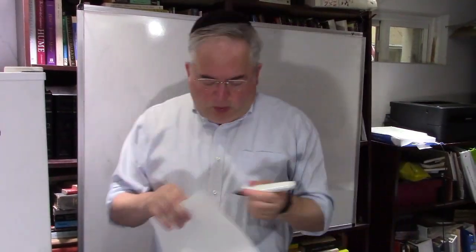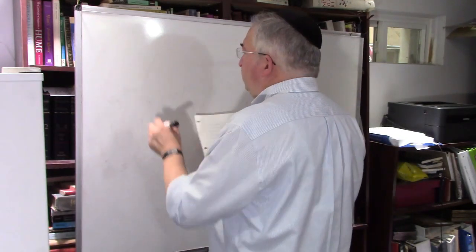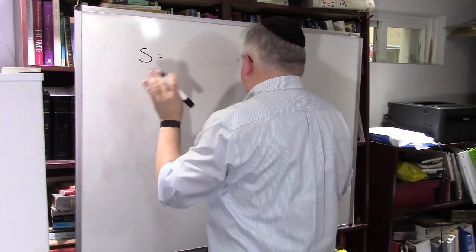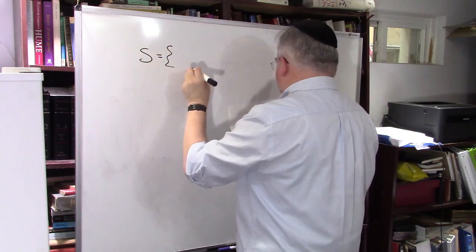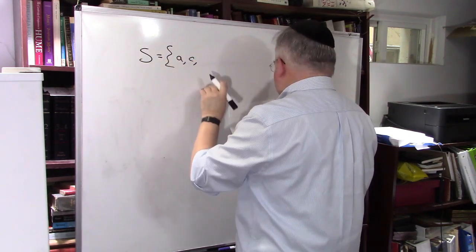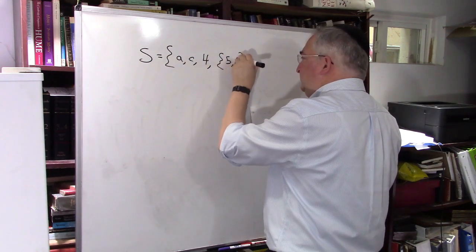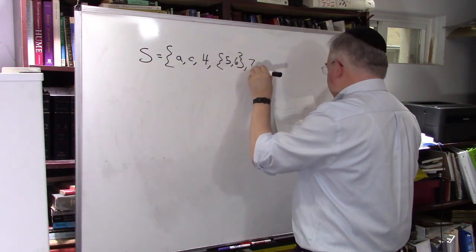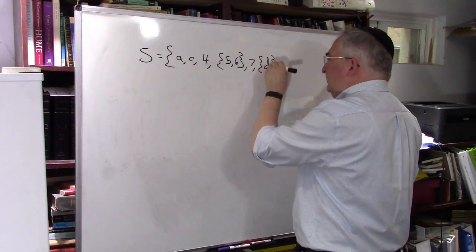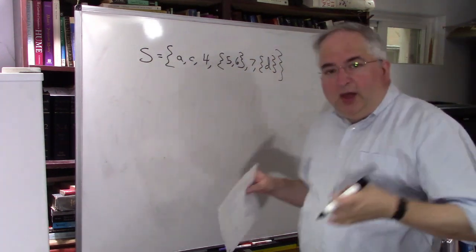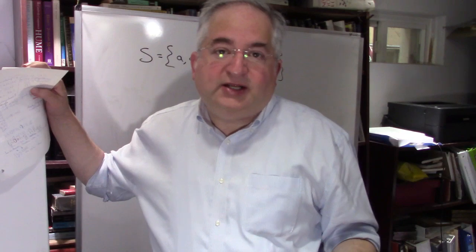Okay, now that we know all about these sets and these symbols of element, subset, proper subset, equal, I want to do a cute example. So here's a nice example. It's a weird example. Consider the set S, which contains the letter A, the letter C, the number 4, the set {5, 6}, the number 7, and the set containing D. Okay, so a set can contain anything, including other sets.